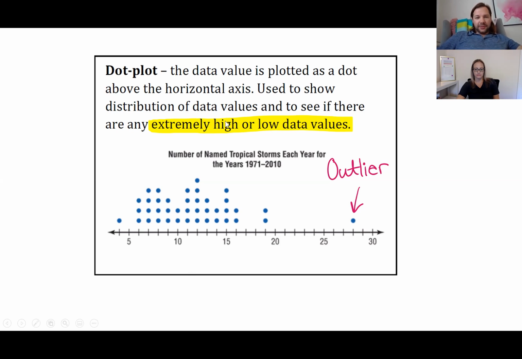So dot plots are used to show distribution of data values, and you can see if there are any extremely high or low data values. So a low value would be like 4, and a really high one would be anything over 16, I would say.